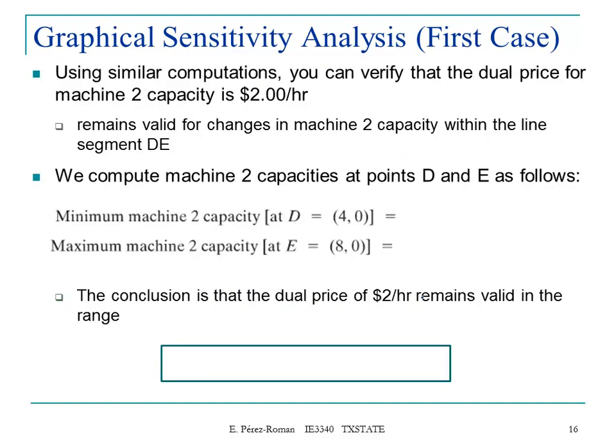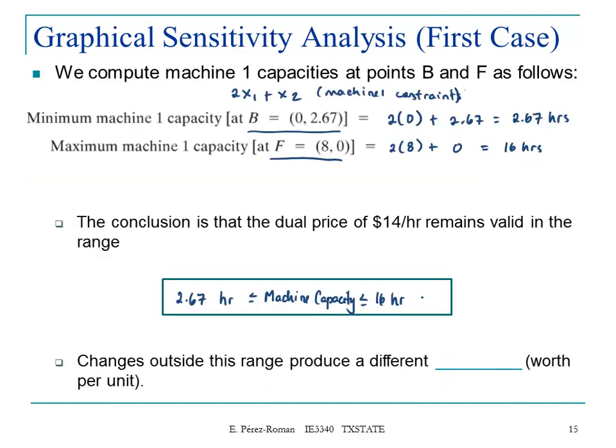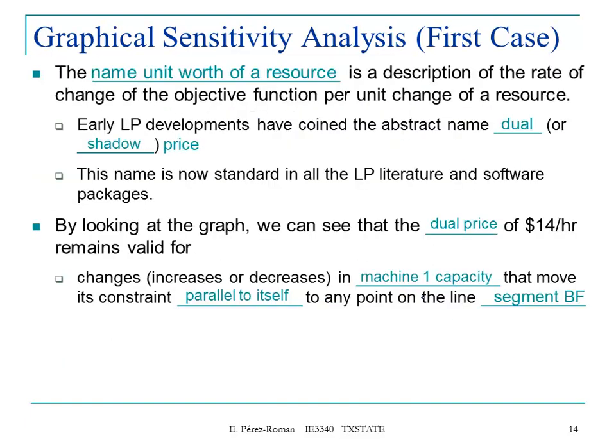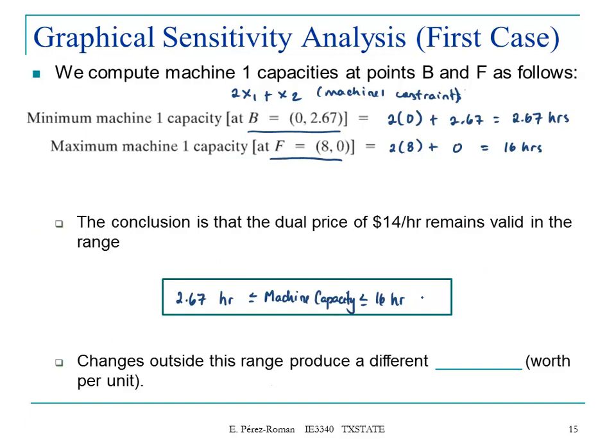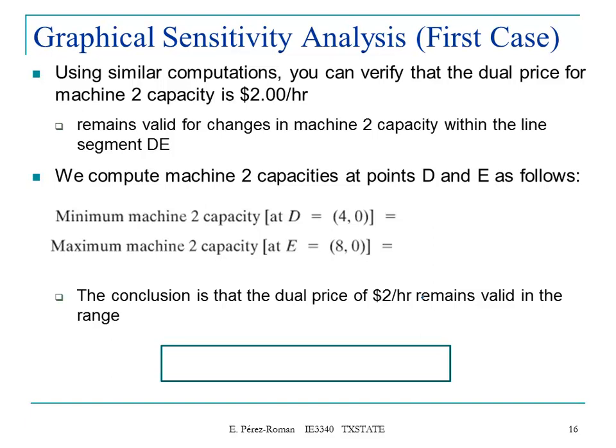So, using similar computations, you can verify the dual price for machine 2 capacity is $2 an hour. So you can find the slope for the second machine, just like we did here. That will remain valid for changes in machine 2 capacity within the line segment DE. We can also compute the machine 2 capacities at points D and E as follows.